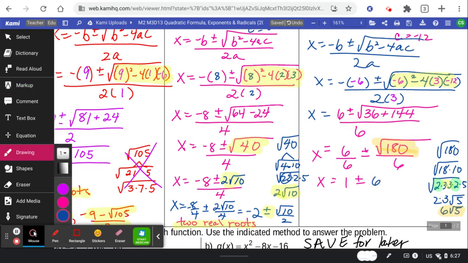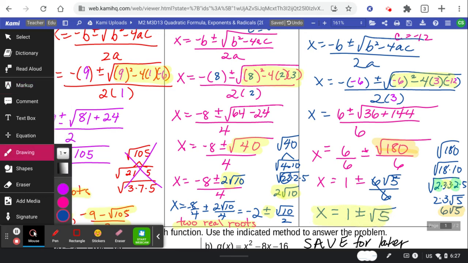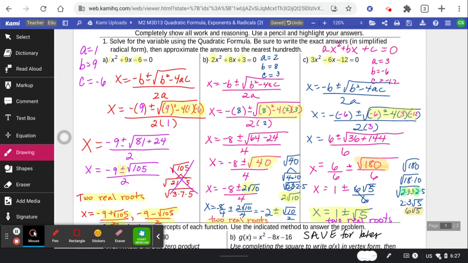So we say 6 root 5 over 6. And those 6's cross out, leaving me with an answer of 1 plus or minus root 5. And just to be clear, that means we have 2 real roots. So how'd you do on those? Were you able to complete any or part of those on your own? That's our new Big Mama formula.